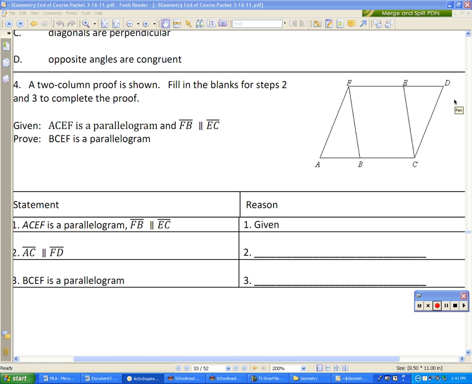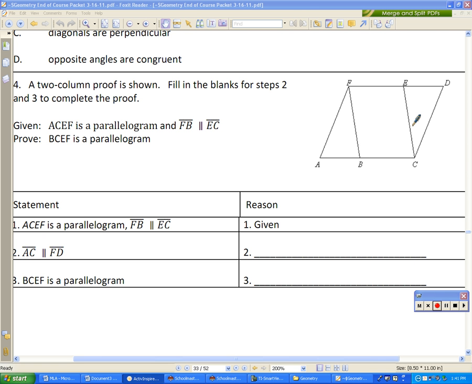Okay, let's see what we got going here. Got a little fill in the blank action going. It says the two-column proof is shown. Fill in the blanks for steps 2 and 3 to complete the proof. ACEF is not a parallelogram. Oh, it's complicated. That's got to be a typo. So I'm assuming ACDF is a parallelogram, and then FB is parallel to EC. So what we're trying to prove is that BCEF is a parallelogram.